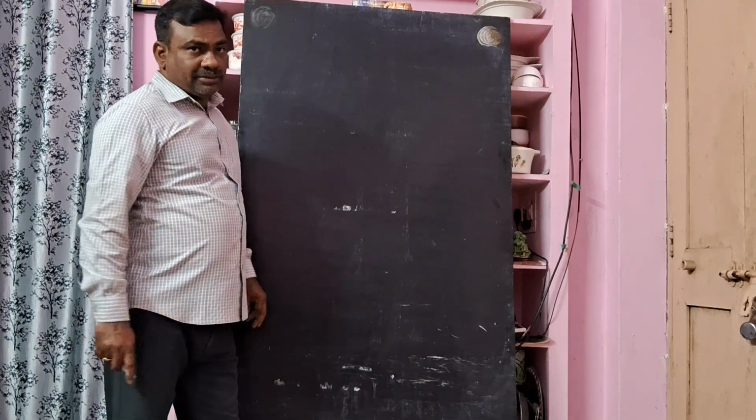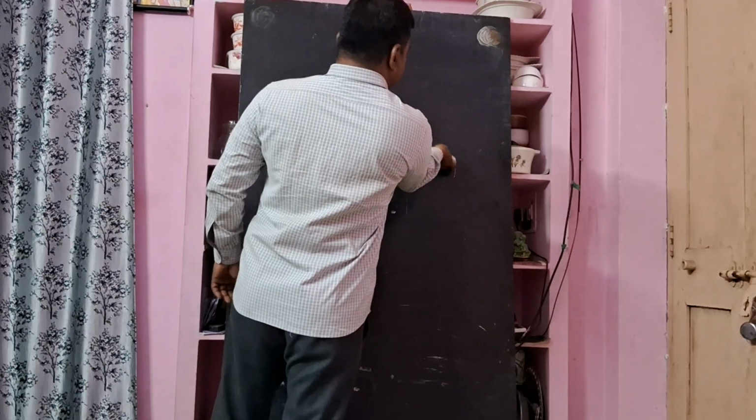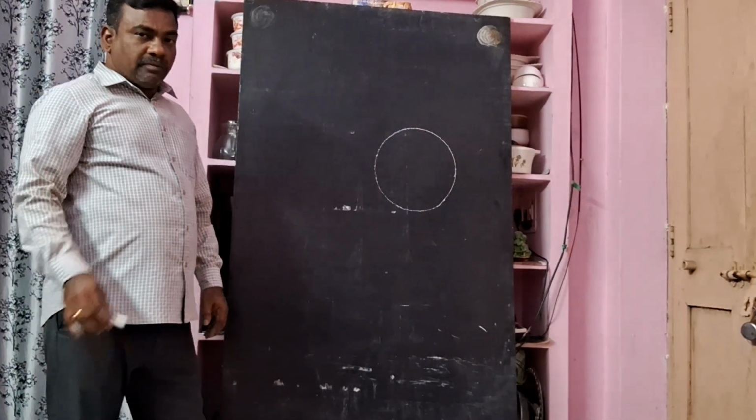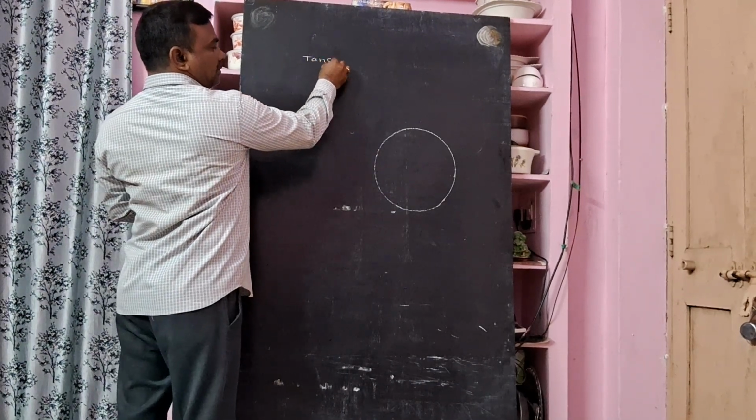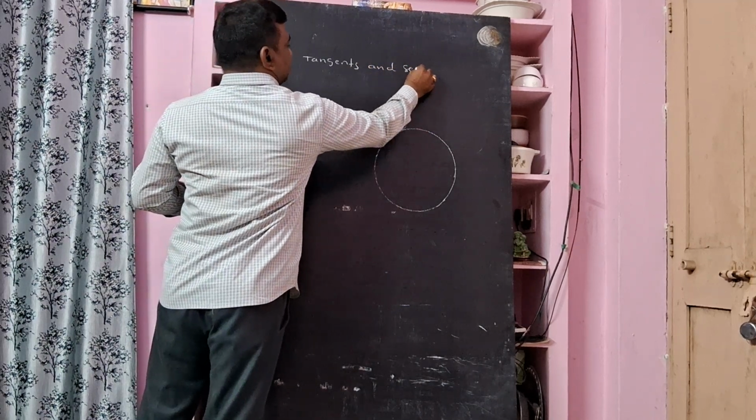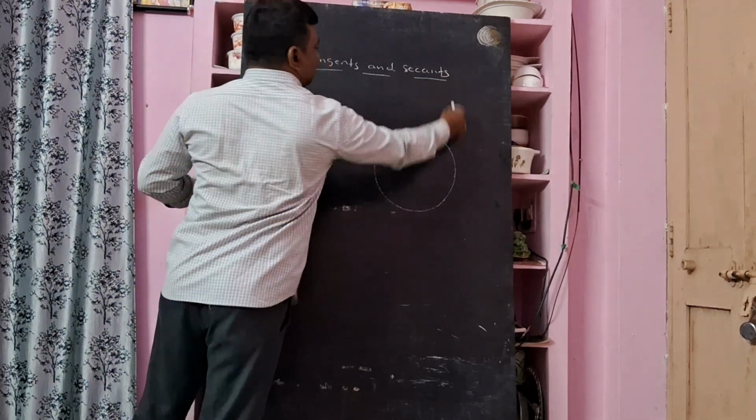Here a circle is a set of points. So this is the circle. Our chapter is tangents and secants. What is meant by tangent? What is meant by secant?